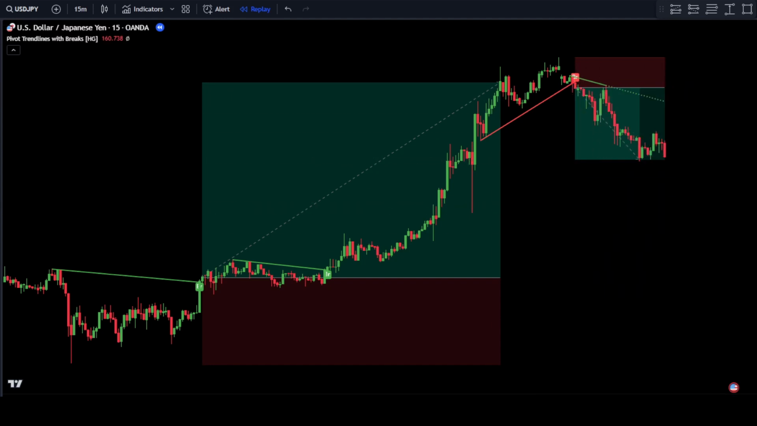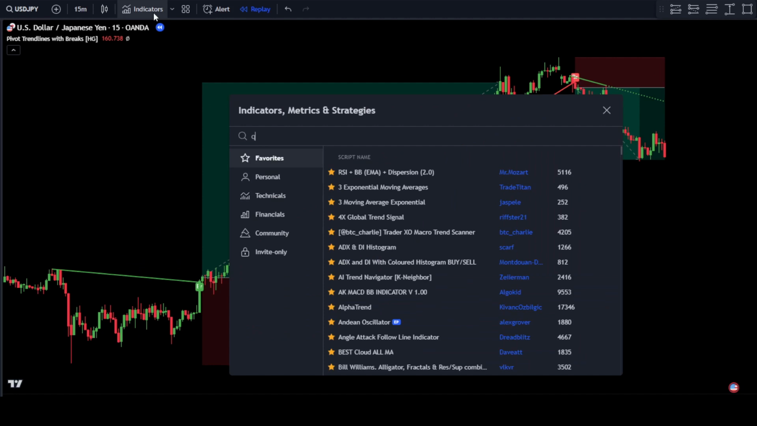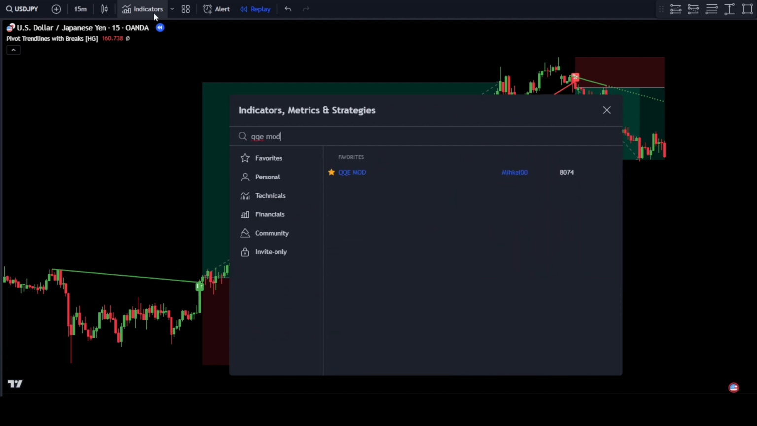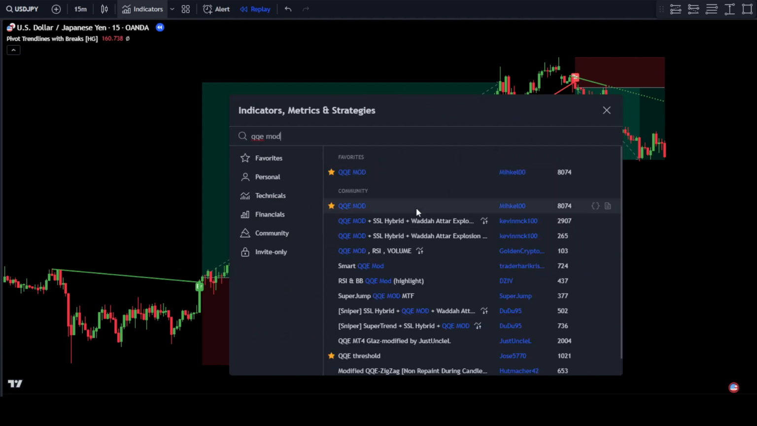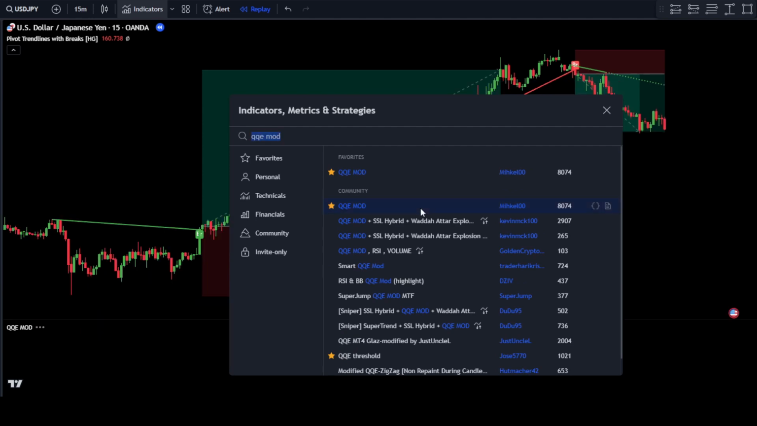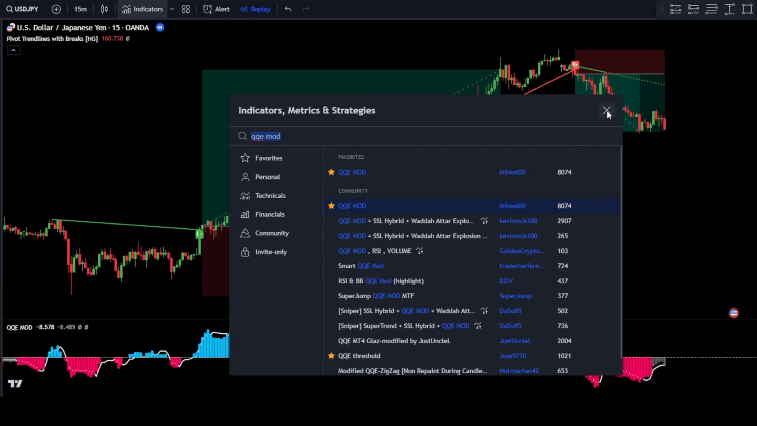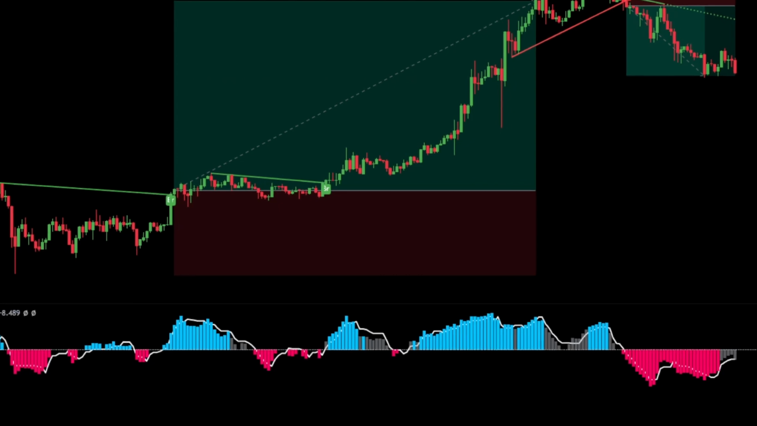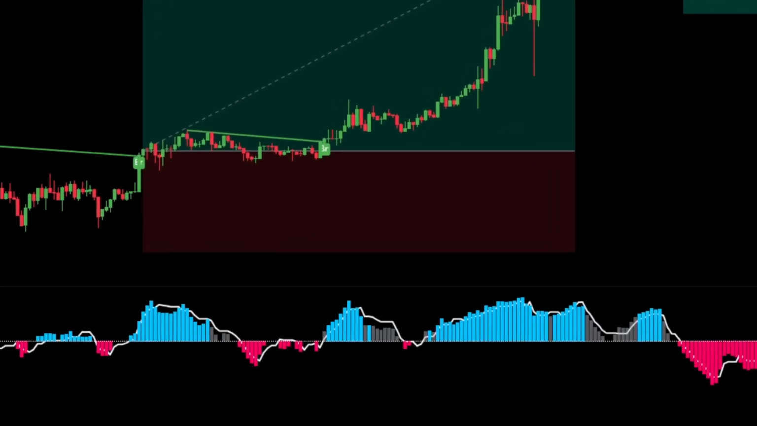To increase the accuracy of the Pivot Trendlines with Breaks indicator, we will add one more indicator to use as a signal filter in the market. Go to the Indicator Search tab and then type in QQE MOD. Then, simply select QQE MOD by Mikkel. We will use the QQE MOD indicator as a signal filter in the market.